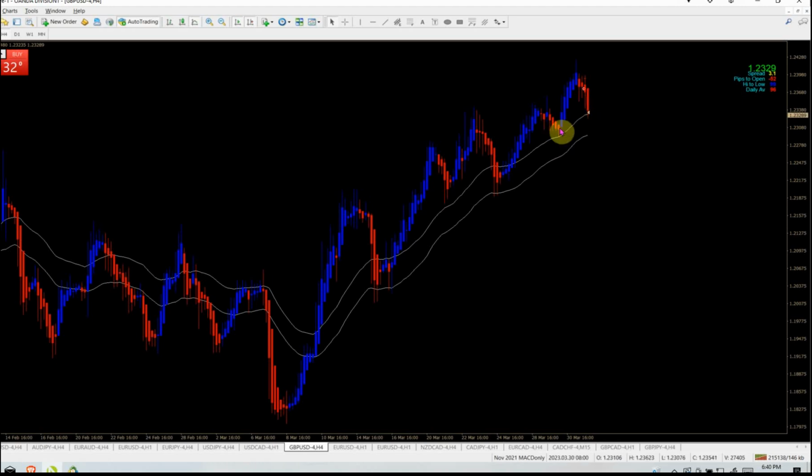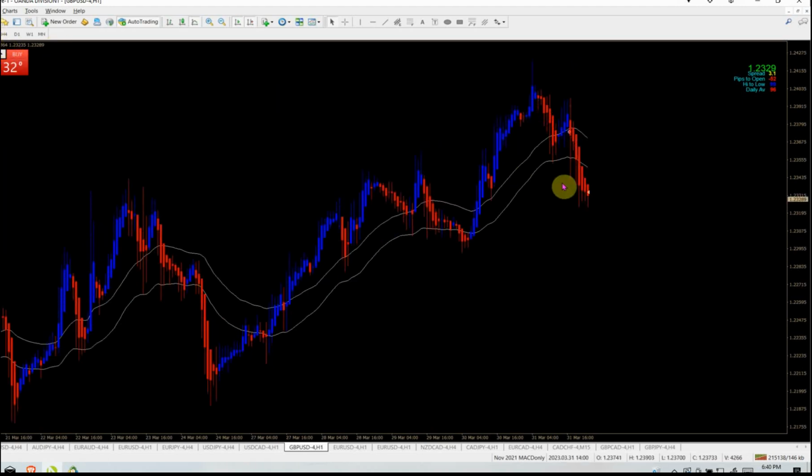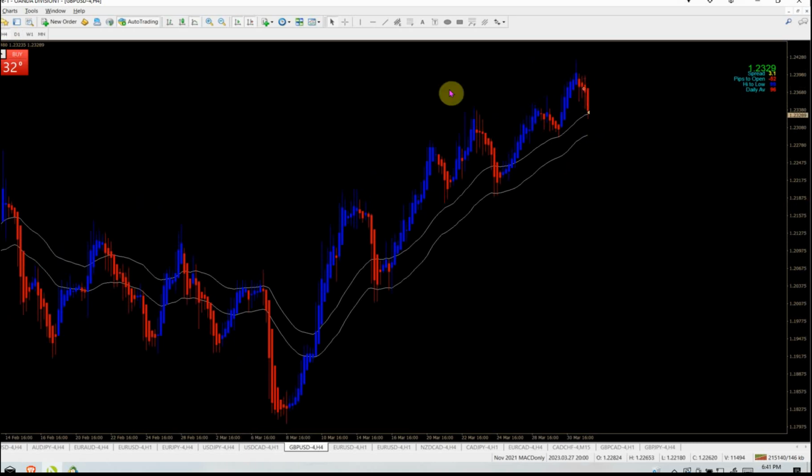So this one, I would not take the short. What I would do on this one is just wait and see what happens. And I would look for maybe bullish price action back up again to resume this 4-hour uptrend. Or on the 4-hour chart, I'd wait until we got a close somewhere down here below the channel, and then maybe there's a new downtrend forming.